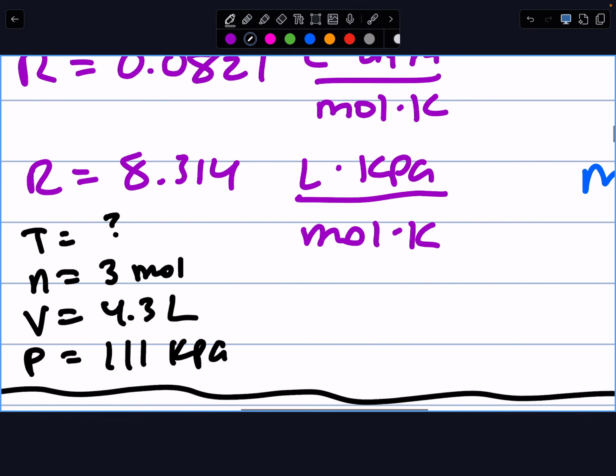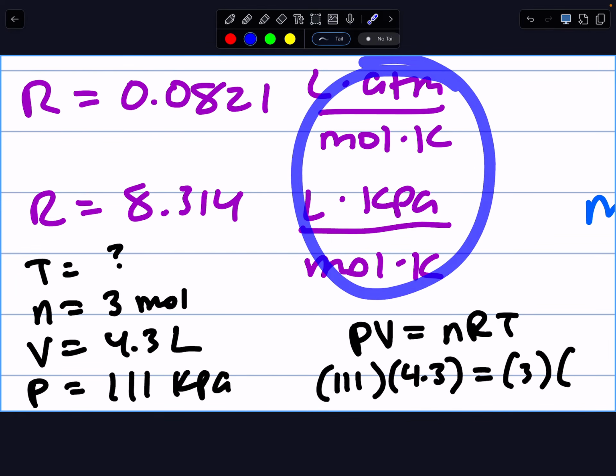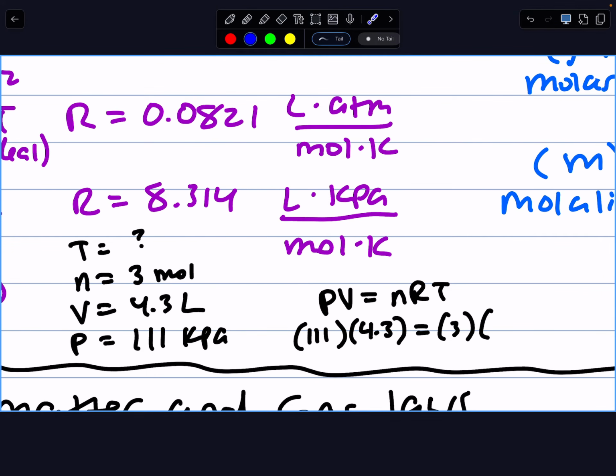Do you want us to use PV equals nRT? What would I plug in for P? 111 kilopascals. Okay, and V? 4.3. Then you put equals, and then you put 8.314. Okay, good. There are two of them. How do I know which one to use? Look at the units. So you use 8.314. Exactly.